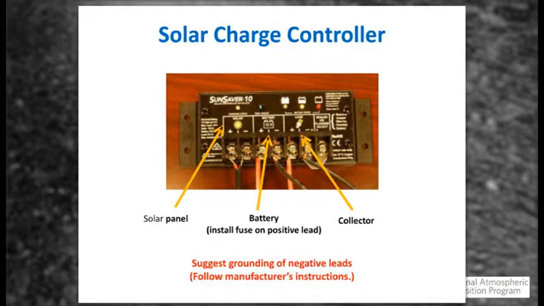Okay, this is a close-up of the solar charge controller. It's a picture of the one I actually just showed you, and you can see the various leads there. The first on the left with a little sunbeam is the solar panel, so it hooks directly to the solar panel. In the middle, we have our connection to the battery with a note that there is a fuse on the positive lead. The one on the right goes to the NADP collector, which is fused. The manufacturer does recommend grounding of the negative leads, and see their instructions for further guidelines there.